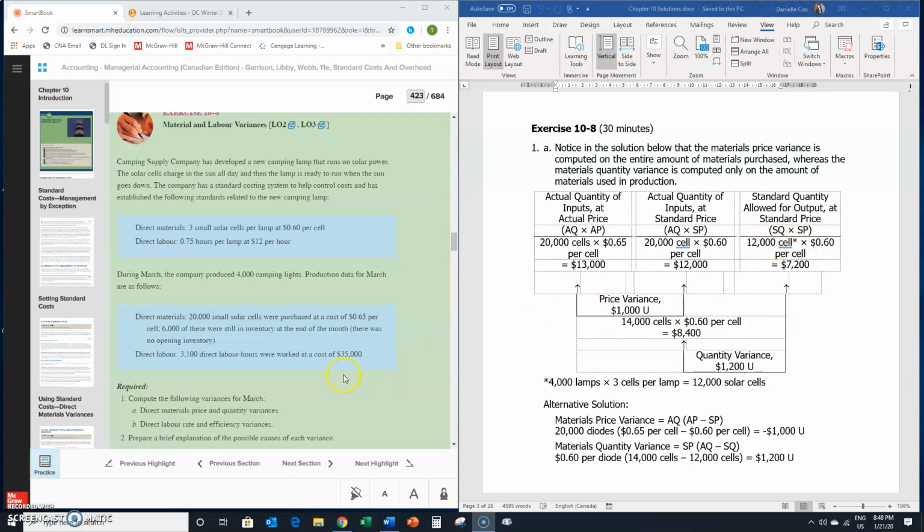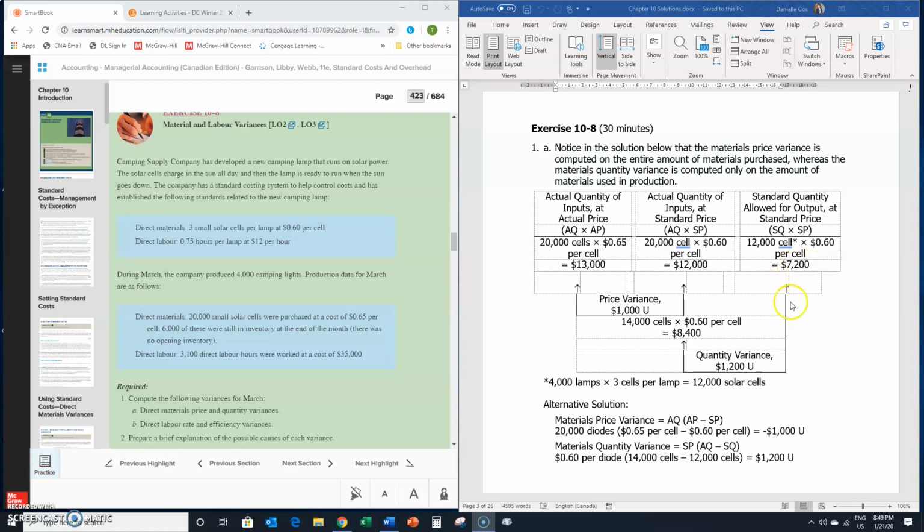Standard quantity times standard price. So standard quantity is, okay, so we're not given it directly. We're given how much they should have used per lamp, but we're not given the total, so we have to work that out for ourselves. So 4,000 lamps, 3 cells per lamp is 12,000. So our standard quantity that they should have used for the actual amount of output that was done that month is 12,000 cells, and our standard price is 60 cents per cell, which gives us 7,200.